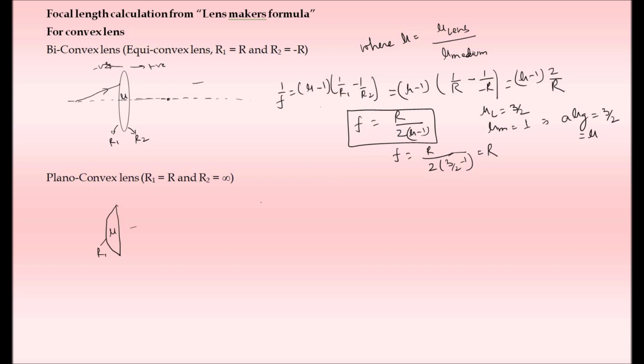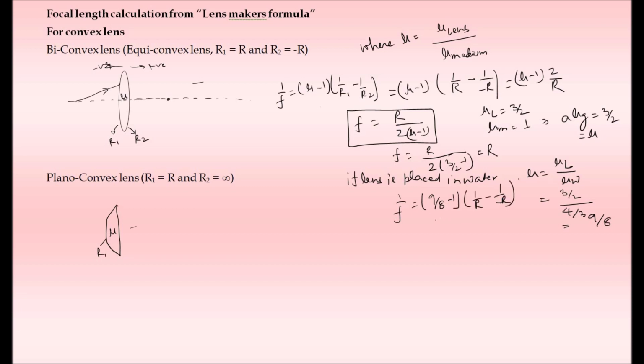Now if I place that lens into water, then mu will automatically change to mu lens divided by mu water. In that case, mu lens is 3/2 and mu water is equal to 4/3. From there we get 9/8, and 1/f is equal to (9/8 minus 1) into (1/R minus 1/(minus R)). So we get 1/8 into 2/R.